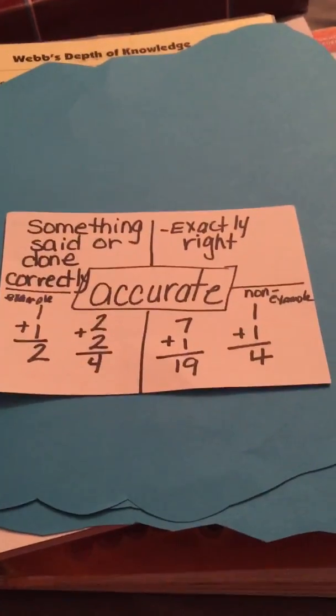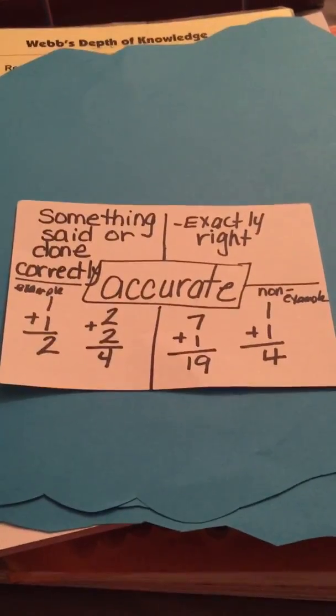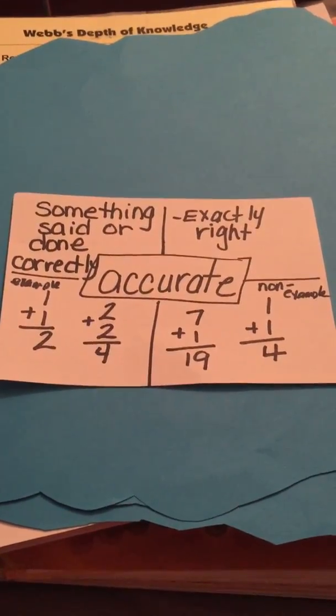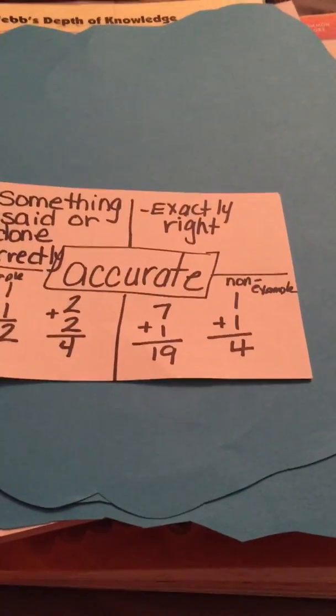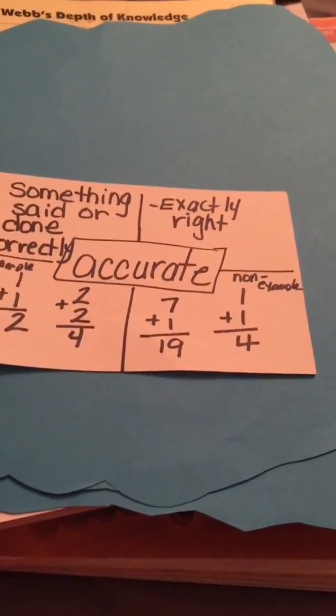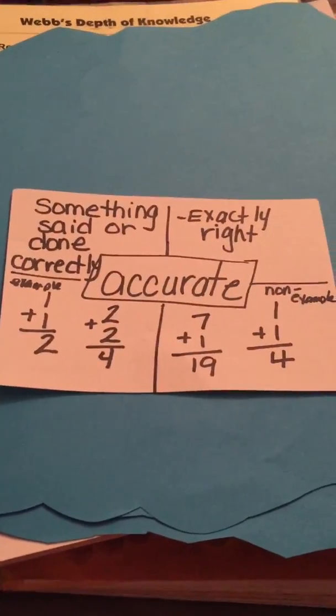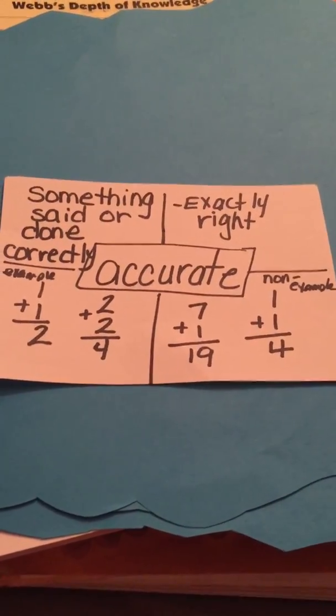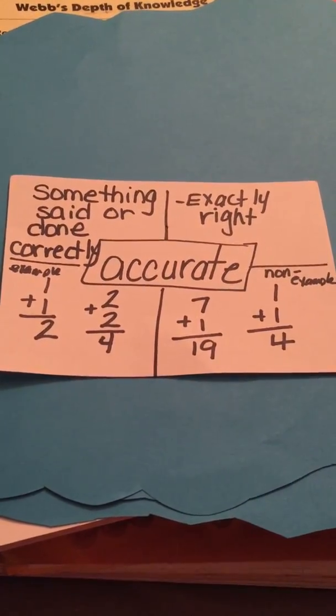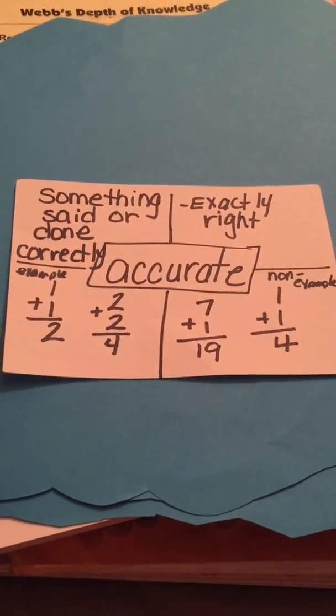So let's look at some of the words that are in Standard 1.1, both in literature and in information. The first word is accurate. In our standard it says, I can quote accurately from a text. What does it mean to be accurate? Well, let's look. It says something said or done correctly. When something is accurate, it is done correctly. It means it is exactly right.